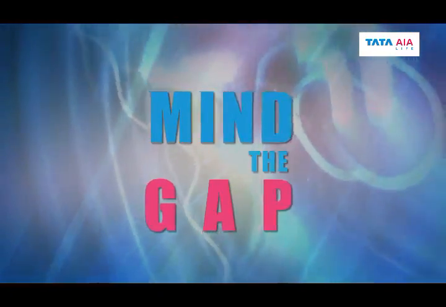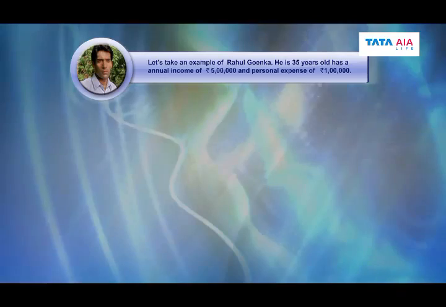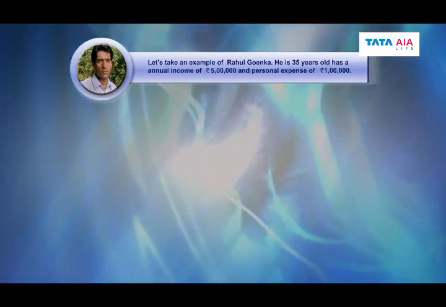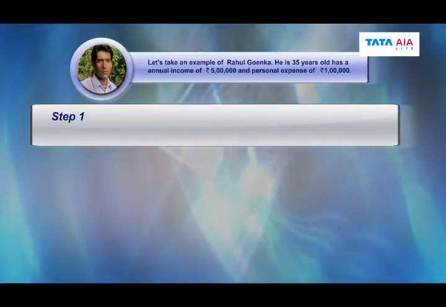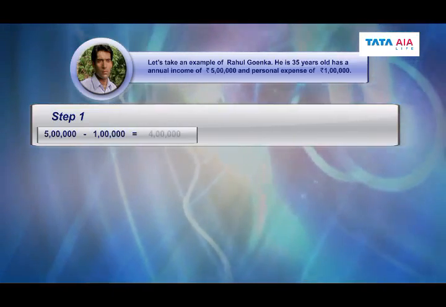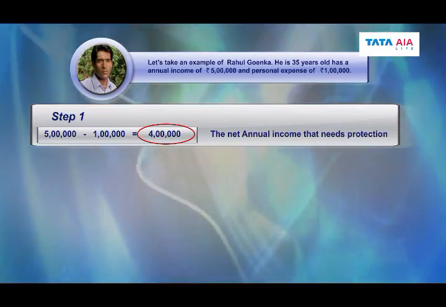Let's understand this with an example. Rahul Goenka is 35 years old. He has an annual income of 5 lakh and his personal expense is 1 lakh. As per step 1, the net annual income is 5 lakh minus 1 lakh, which is 4 lakh. This is the amount that needs protection.